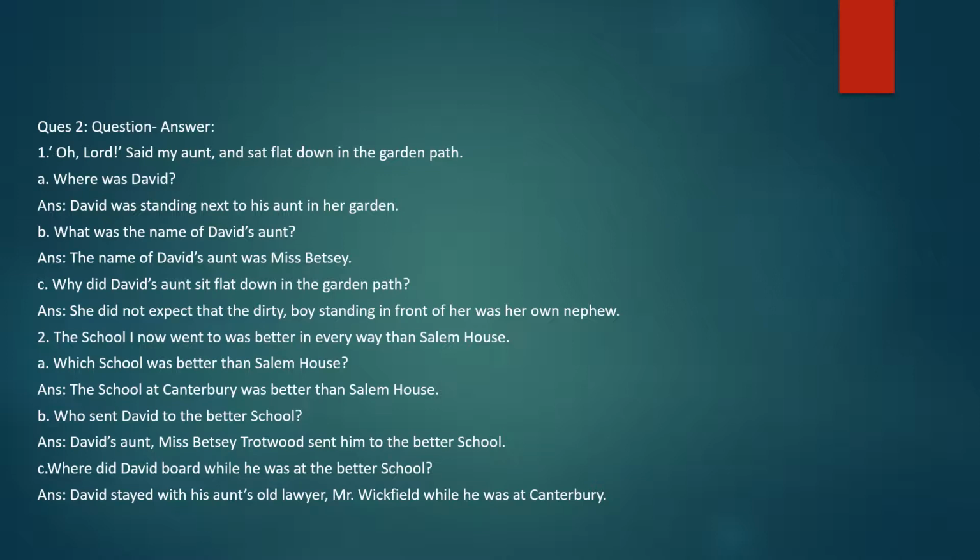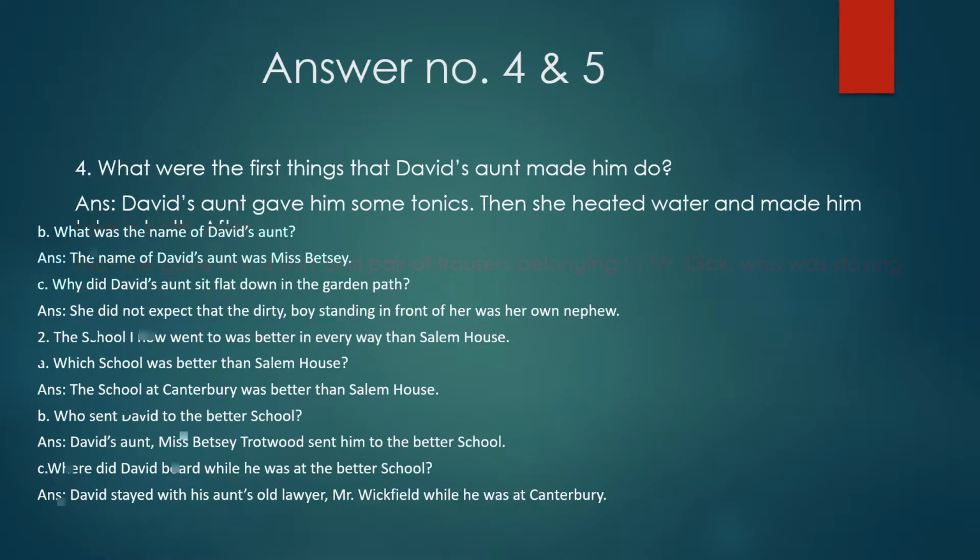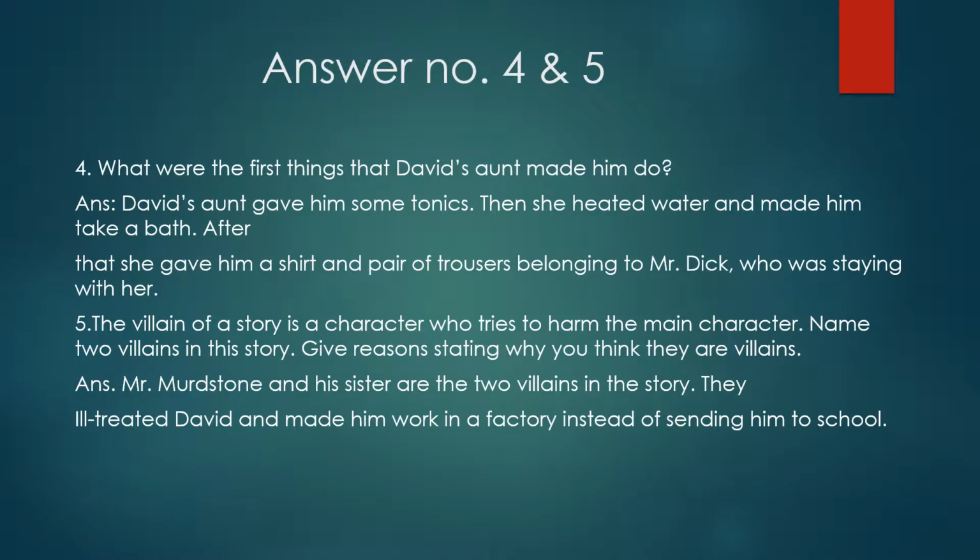I think these question answers are clear to you. See now, our next question is question number 4. Question number 4 and 5 is on the screen. Now again the next topic is there. Read, reflect and write. Question number 4 is, what were the first things that David's aunt made him do?